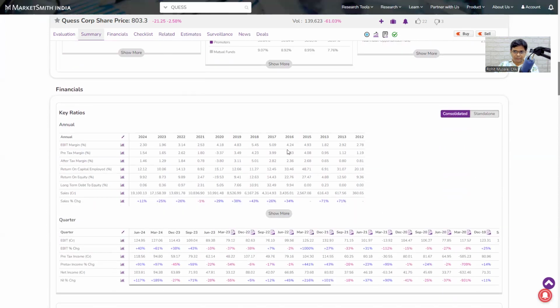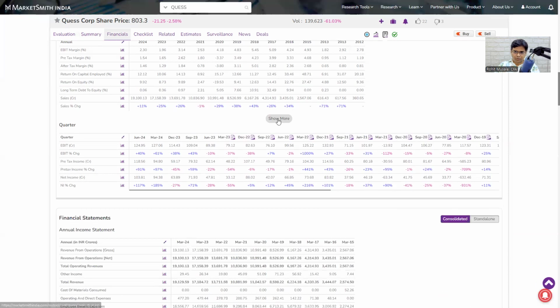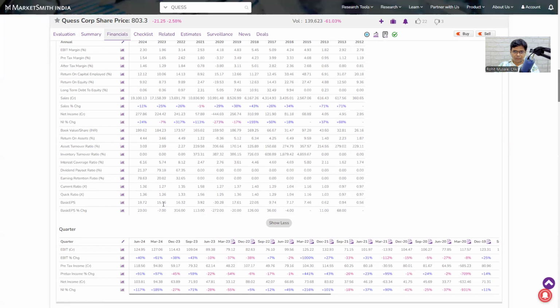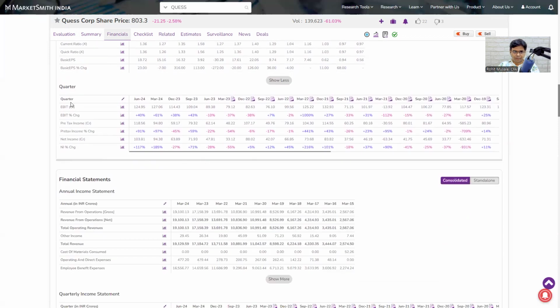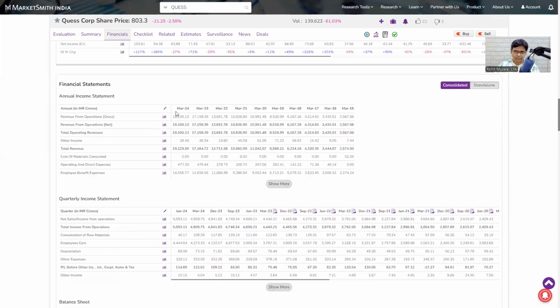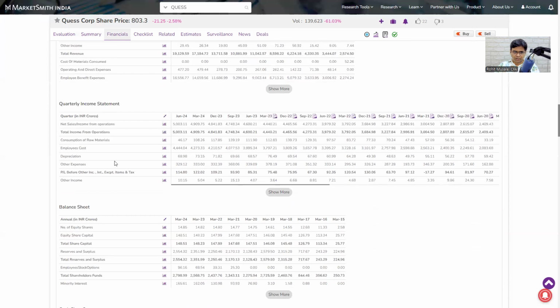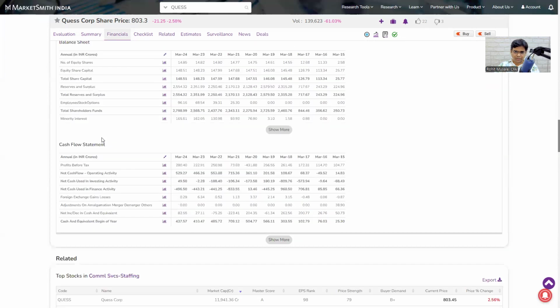Then you come to financials, annual financials since the past 10, 15 years, whatever is available. These are the ratios like net profit margin, pre-tax margin, return on equity, things like that. You can click on show more, you get more ratios. Again, quarterly performance, how is the net margin doing on a quarterly basis? Financial statements, balance sheet, income statement, quarterly income statement, balance sheet, cash flow statement.